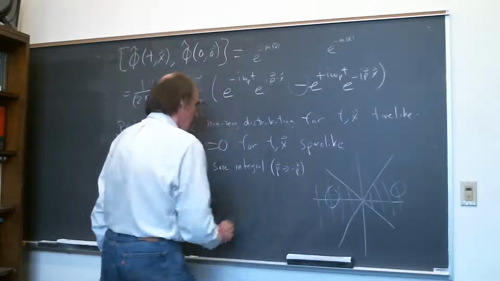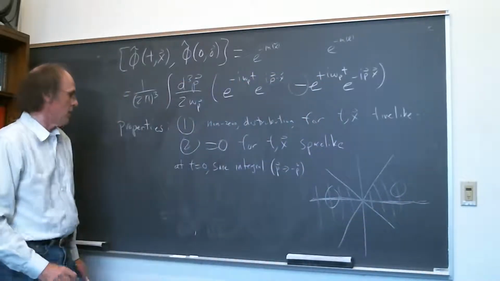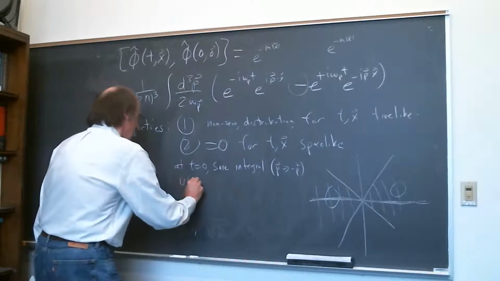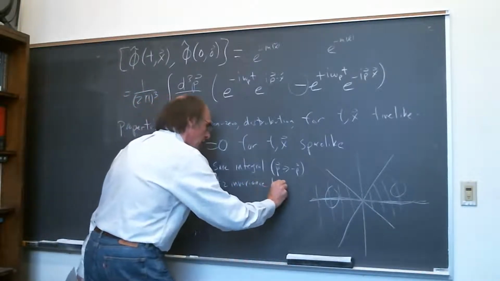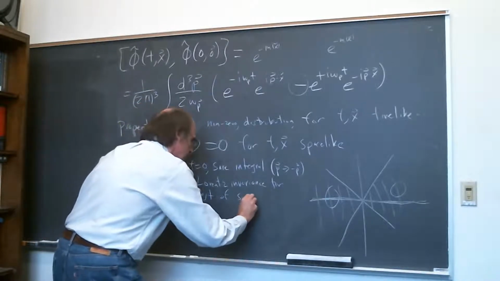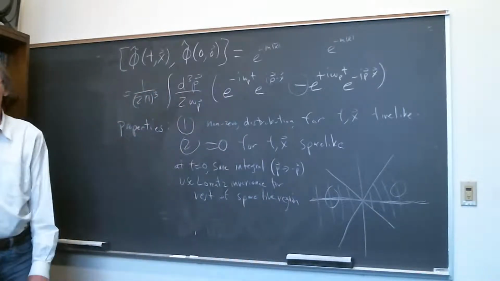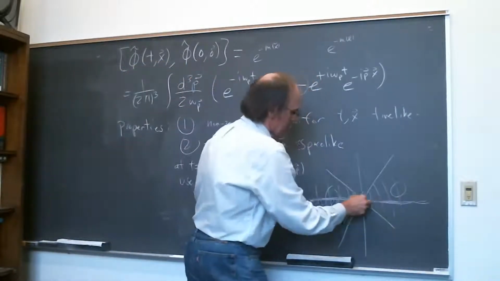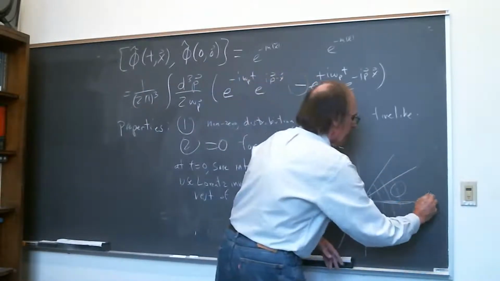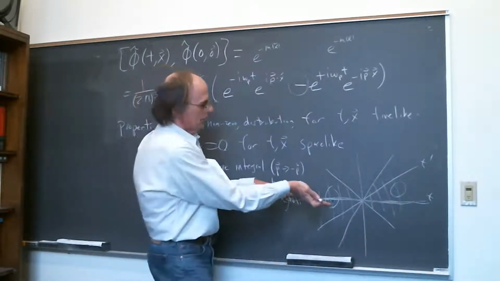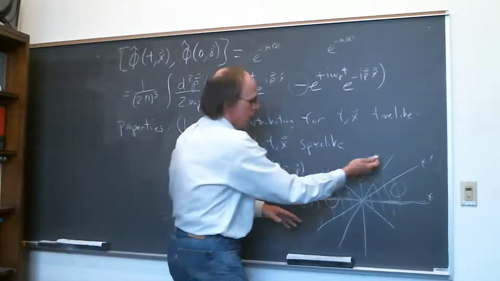You can just change variables: p vector goes to minus p vector. And so this tells you that the thing is 0 along t equal to 0, and then use Lorentz invariance for the rest. What Lorentz transformations do is they take this t equal to 0 slice and move it to some t prime, so if you know that you've got something that's 0 here and it's Lorentz invariant, it has to be 0 throughout the whole space-like region.